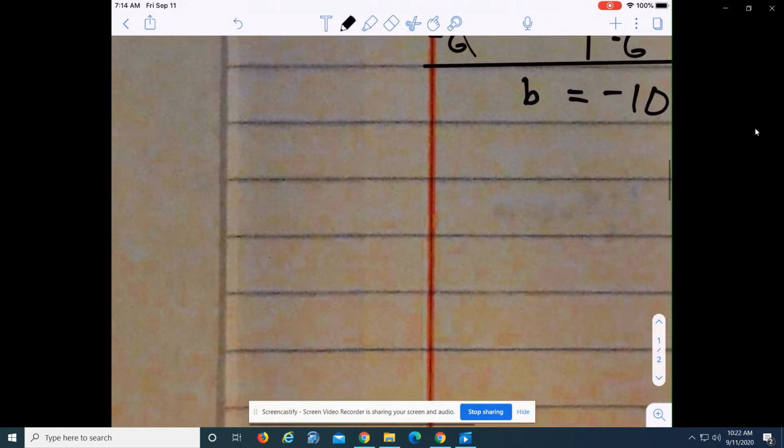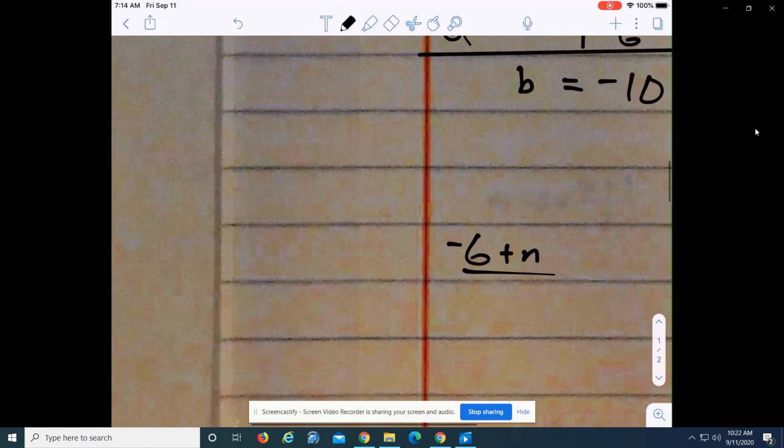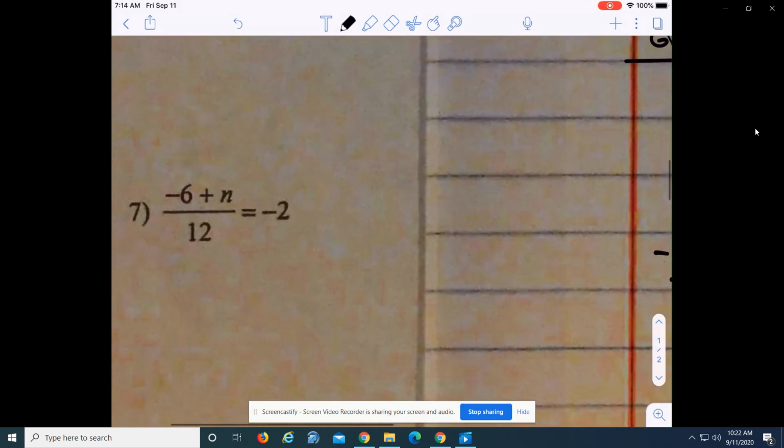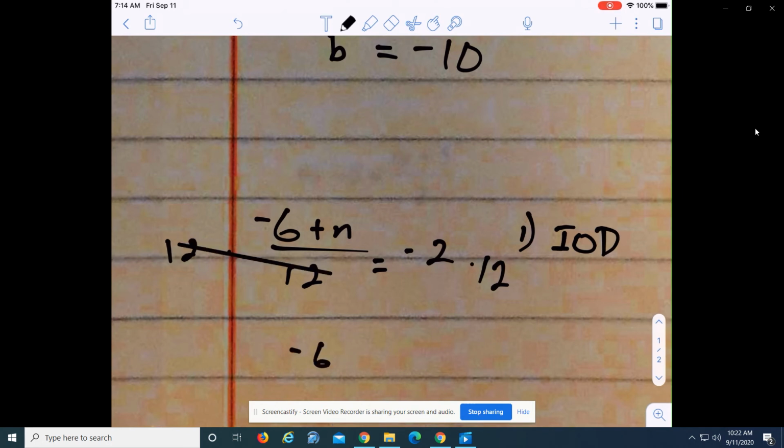For this one, it says negative 6 plus n is over 12, and it equals negative 2. And so again, the first step is going to be to do the inverse of division. So times 12, times 12. And these are going to cancel. Negative 6 plus n comes down. It's equal to negative 2 times 12, which is negative 24.